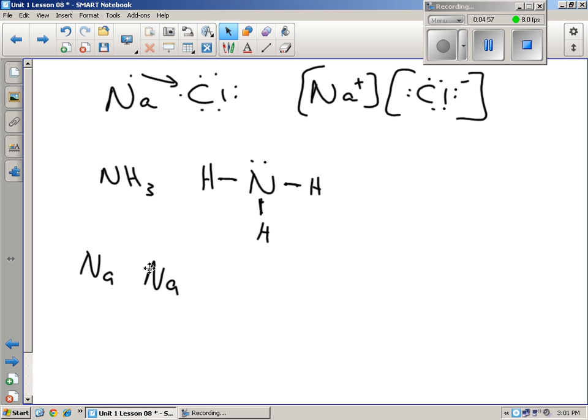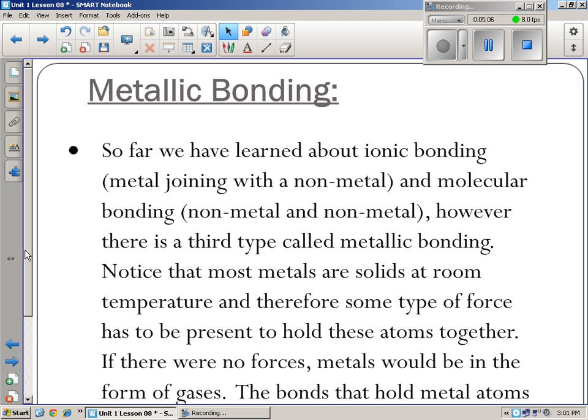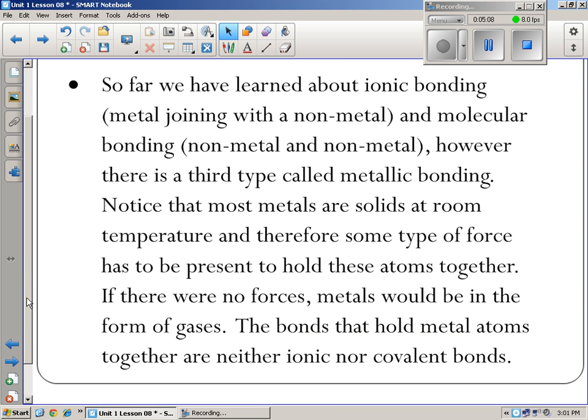How does this happen though? How does that sodium chunk that I took, how is that all sodium? How are they all bonded together? So that's what we're doing today. Metallic bonding. You guys got a few notes here, so I'll pause it here for you, and you guys can write.